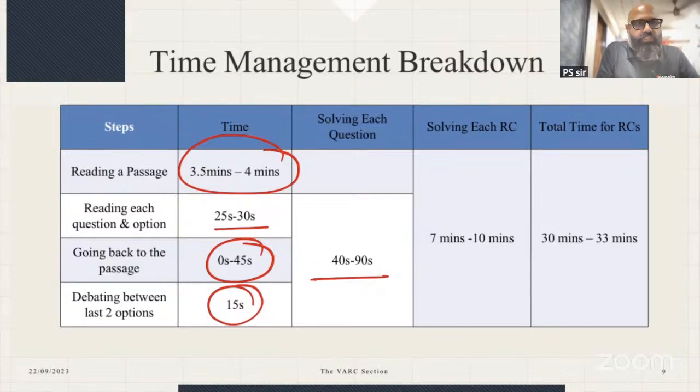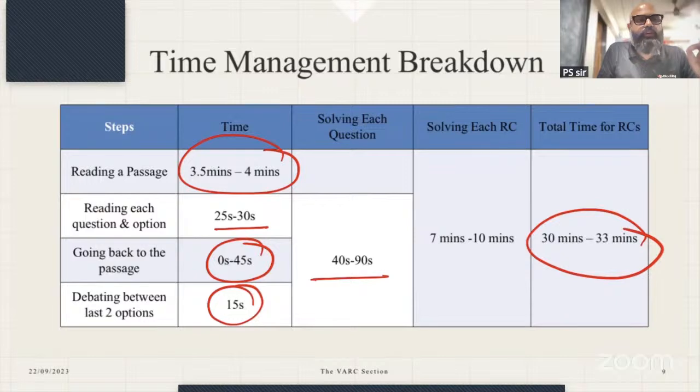You have 4 questions. Even if I take 60 odd seconds, 1 minute each, that is 4 minutes there and 4 minutes in reading a passage. So 7 to 10 minutes is what solving each RC will take. Overall 30 to 33 minutes, as I mentioned in the starting itself, 30 minutes is what you should take in solving reading comprehension.